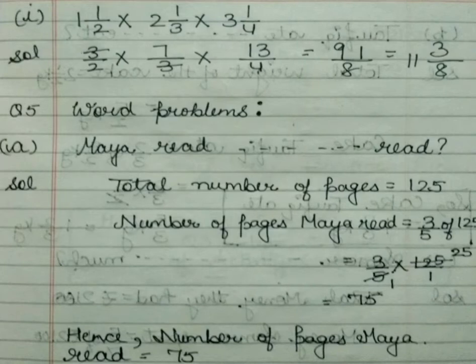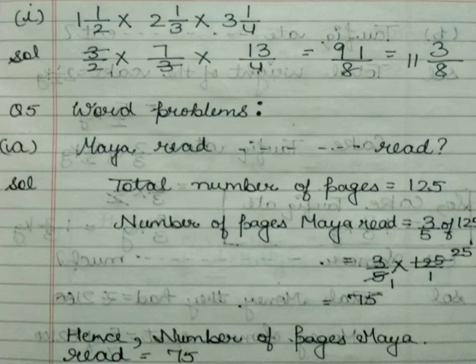So the first word problem is: Maya read 3 by 5 of the book in a day. If the total number of pages is 125, how many pages did she read? Students, when these types of questions come, firstly we write the total number of pages, as I have written. So you write total number of pages is equal to 125. After that, they ask how many pages she read.